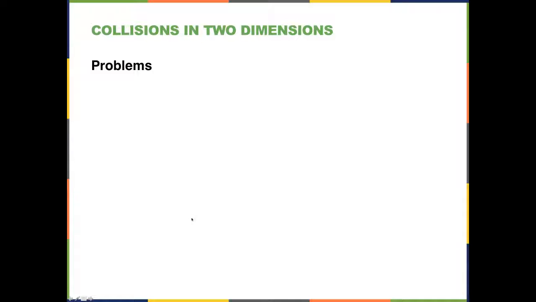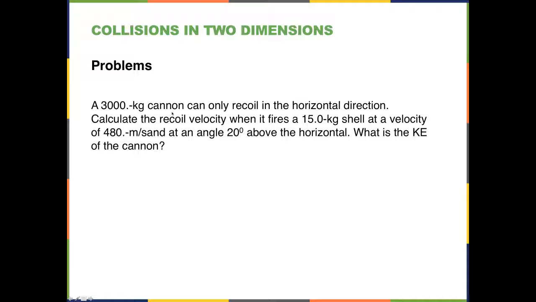So let's do a couple of problems. A 3,000 kilogram cannon can only recoil in the horizontal direction, so only in the X component. Calculate the recoil velocity if it fires a 15 kilogram shell at a velocity of 480 meters per second at an angle of 20 degrees above the horizontal. And what is the kinetic energy of the cannon?